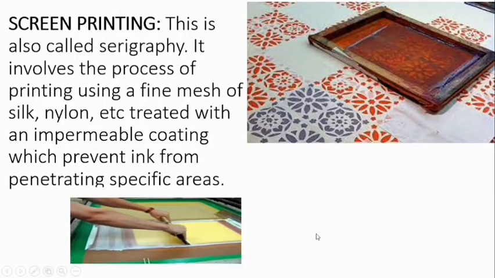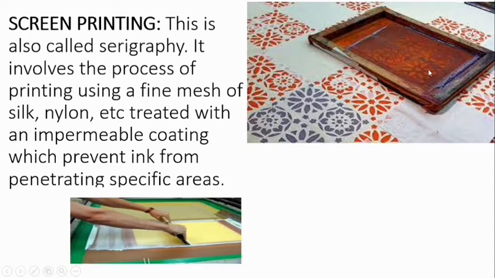The next is screen printing. What is screen printing? This is also called serigraphy. It involves the process of printing using a fine mesh of zinc nylon. It is treated with an impermeable coating which prevent ink from penetrating specific areas. Here is a good example of a zinc mesh screen.